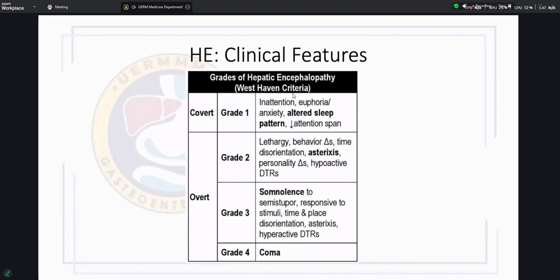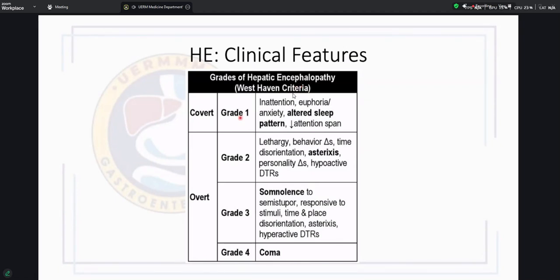Instead, we rely on our clinical judgment in diagnosing hepatic encephalopathy. So diagnosis is mainly clinical and supported by exclusion of other causes of altered mental status. So we should always rule out the possibility of stroke, hypoglycemia, maybe sepsis, uremia, and drug overdose. Now, this is the West Haven criteria for grading the severity of hepatic encephalopathy.